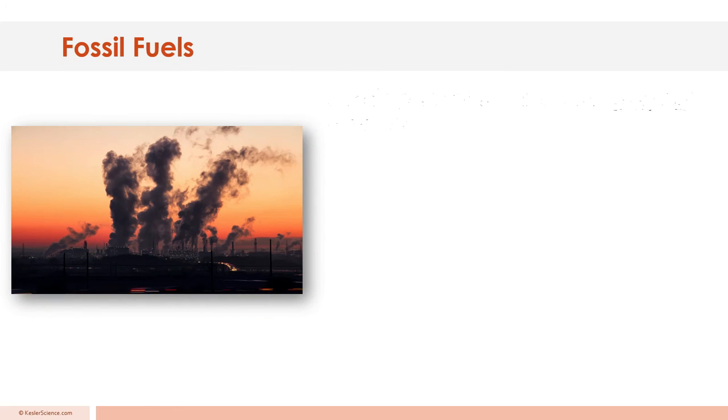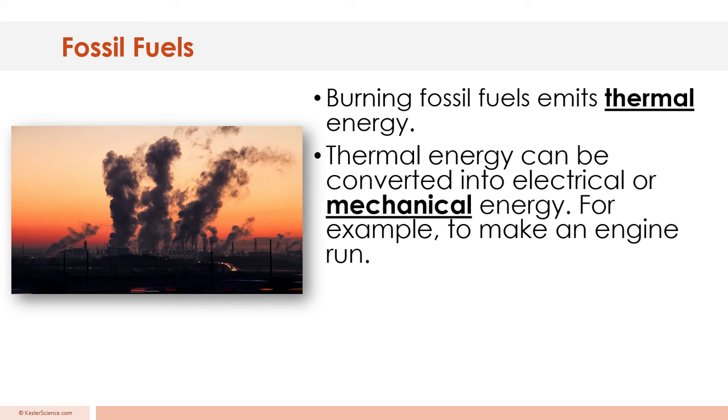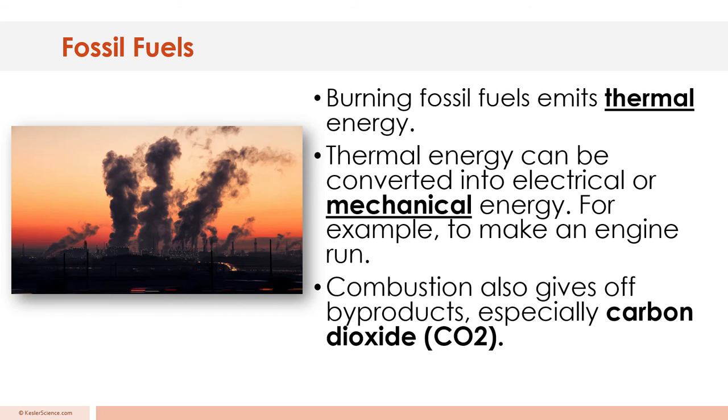All right. So burning fossil fuels emits thermal energy. So the word thermal might sound familiar. That's heat energy. Thermal energy can be converted, so we can change that heat into electrical or mechanical energy, and this is the kind of stuff that we do to make an engine run. So combustion also gives off byproducts. So this burning of fossil fuels is combustion, and one of the things that it produces is carbon dioxide, which the chemical name for is CO2.